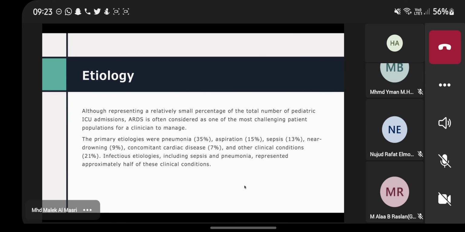PARDS is not as common in pediatrics, especially in ICU admissions, but it is very difficult to tackle and treat quickly. The main causes are pneumonia, which accounts for 35%, aspiration, 15%, sepsis, 13%, near drowning, 9%, concomitant cardiac disease, 7%, and other clinical conditions were 21%. Infectious etiologies, including sepsis and pneumonia, are almost half of these clinical conditions.